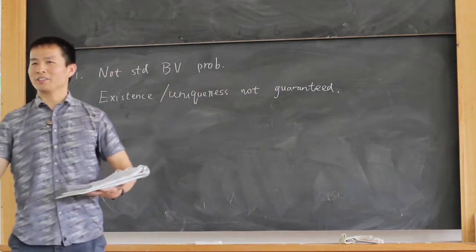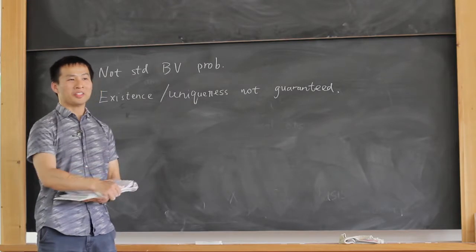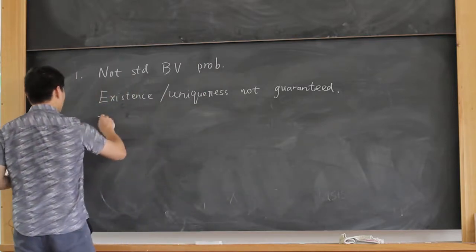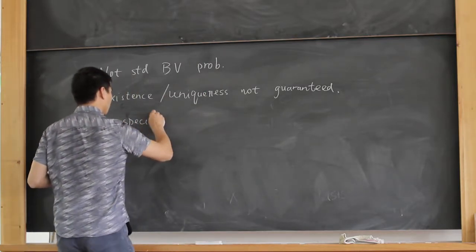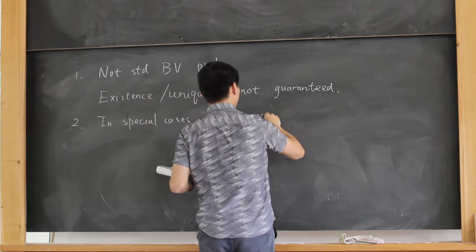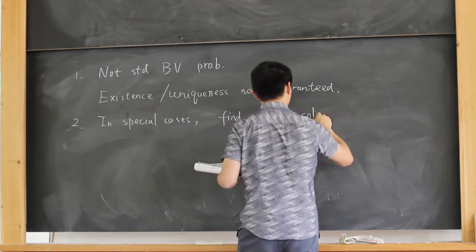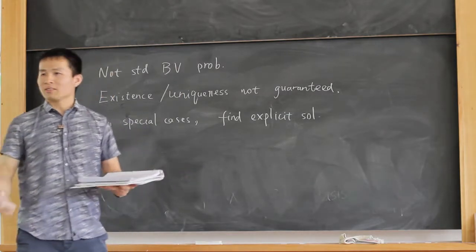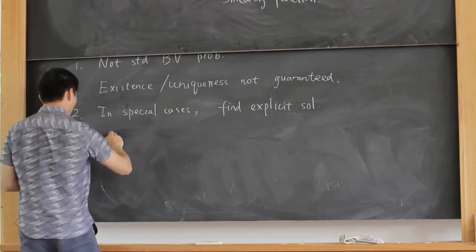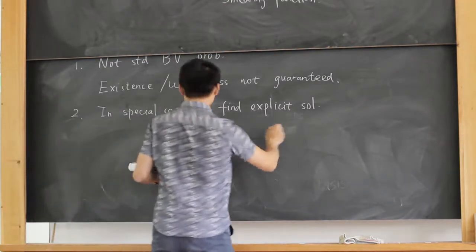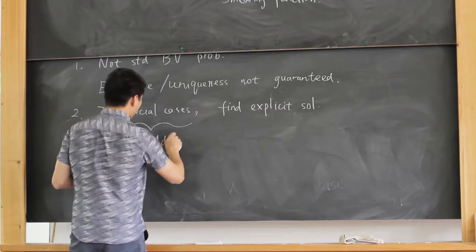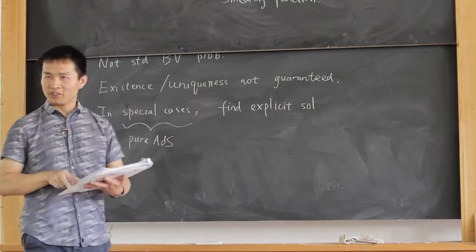Nonetheless, as physicists, we're not deterred by the non-guarantee of uniqueness or existence of solutions. So in special cases, at least, we can find explicit solutions nonetheless, usually because there's a good amount of symmetry to help us. One such special case is pure AdS, which has the maximal amount of symmetry with negative curvature.